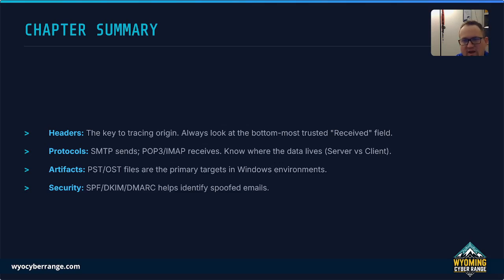We need to know what kind of artifacts we're looking for: PST, OST, inbox. And then finally, we need to talk a little bit about security here. We need to know SPF, DKIM, and DMARC, and know that we use these to help identify spoofed emails and the validity of emails that are sent through the internet.